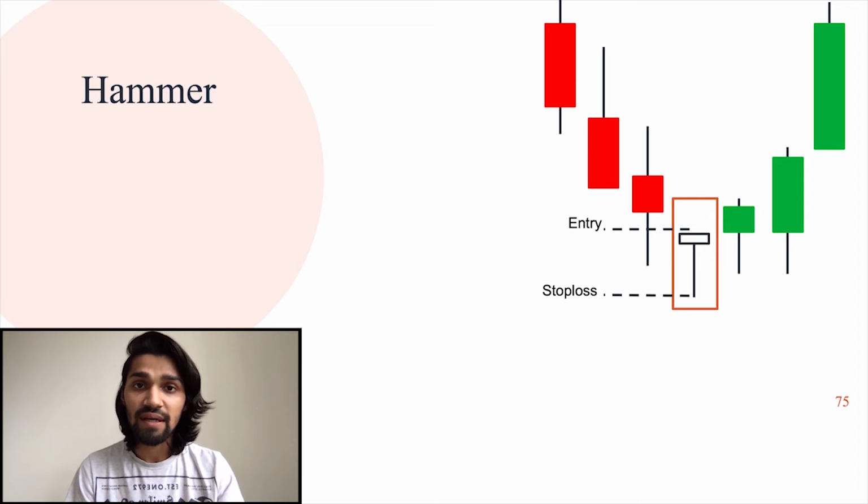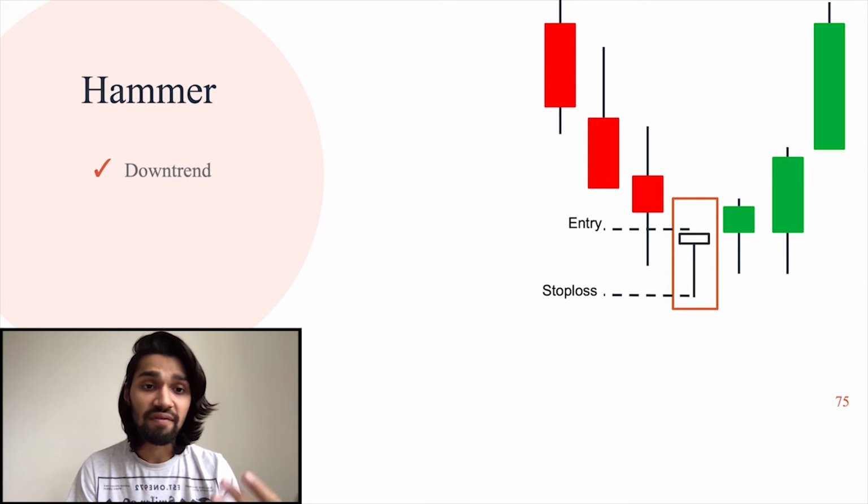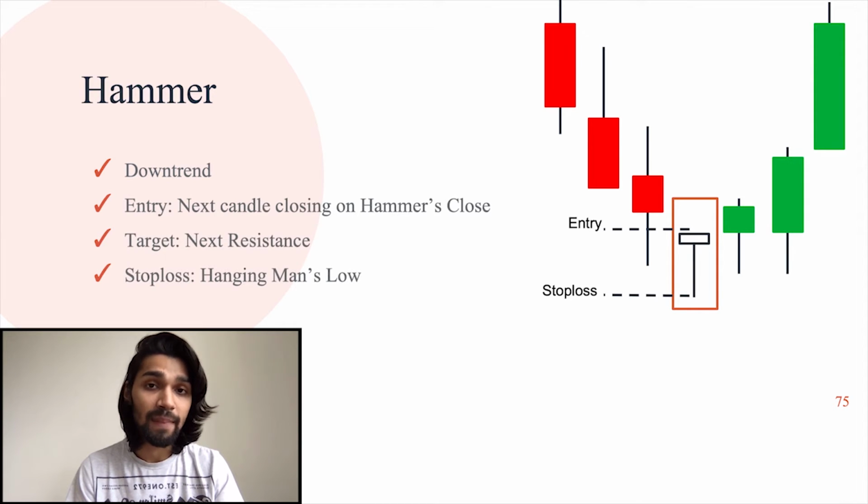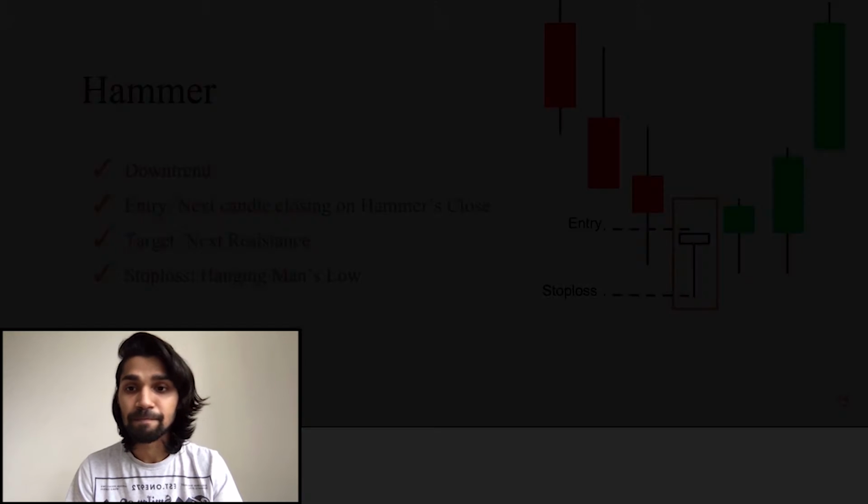Few things that you need to take care of before taking a trade are: first, there should be a downtrend going on. Second, the entry should be when a green candle closes above the high of the hammer. Your target would be your next resistance, and your stop loss would be below the low of the hammer.